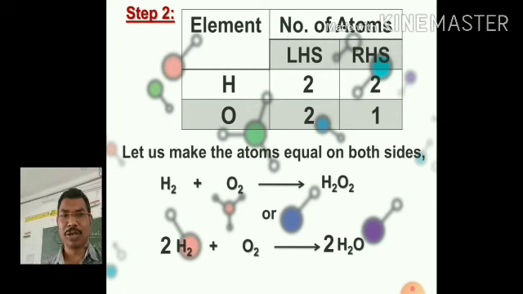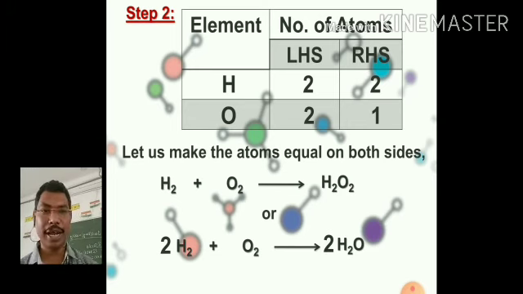Yes. Now in the second, 2 is added before hydrogen. So 2 into 2, 4 hydrogens are there on the left hand side. Again, 4 hydrogens are on the right hand side. What about oxygens? Yes, 2 oxygens on the left hand side, 2 oxygens on the right hand side. Now, both reactions have an equal number of atoms on both sides, but which is correct?